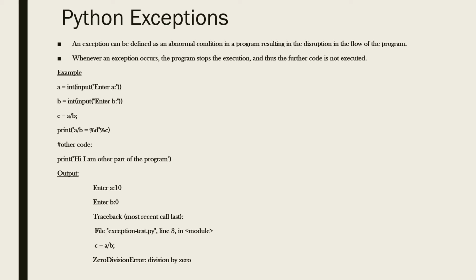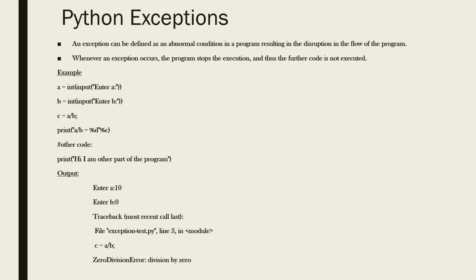Moving on to exceptions. An exception is a runtime anomaly, an abnormal condition which results in disruption of the flow of the program. It occurs at runtime, so it is a runtime anomaly. A classical example of an exception is dividing by 0.